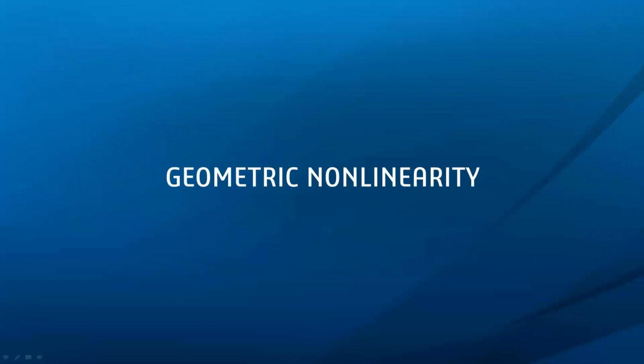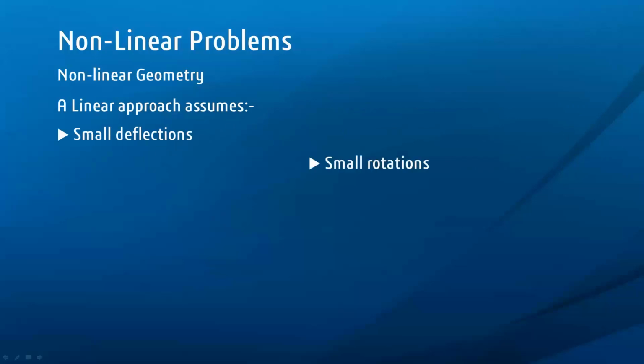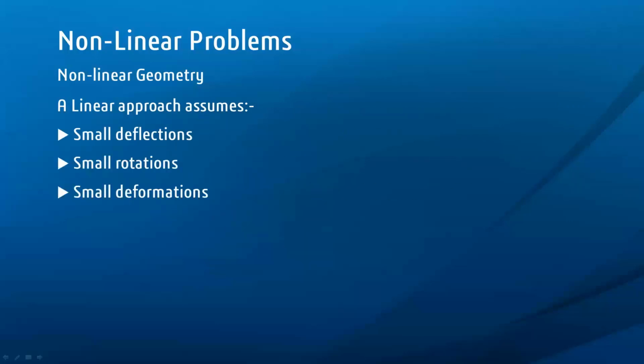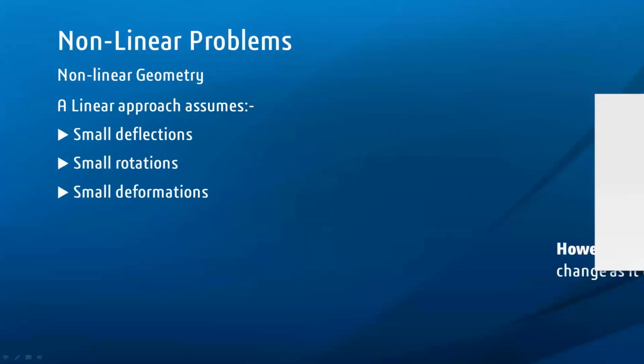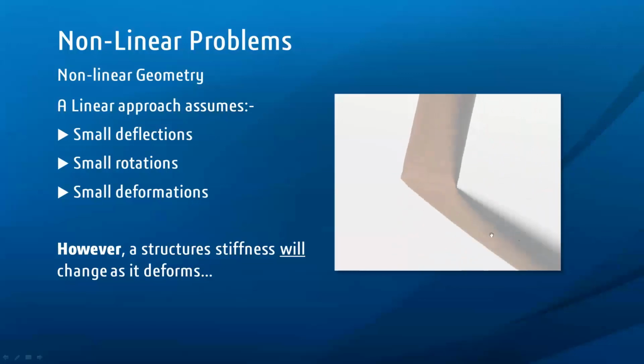Depending on the problem, it is possible to ignore geometric nonlinearities. However, doing so does require an understanding of the problem at hand and the scale of any expected deformations. A linear approach assumes that we'll only see small deflections, small rotations, and small deformations during our analysis. However, in reality, a structure's stiffness will change as it deforms. So it becomes a case as to whether the nonlinear effects will be significant to decide if they should be excluded. Another reason to exclude these effects is if a trade-off can be made in result accuracy for performance.